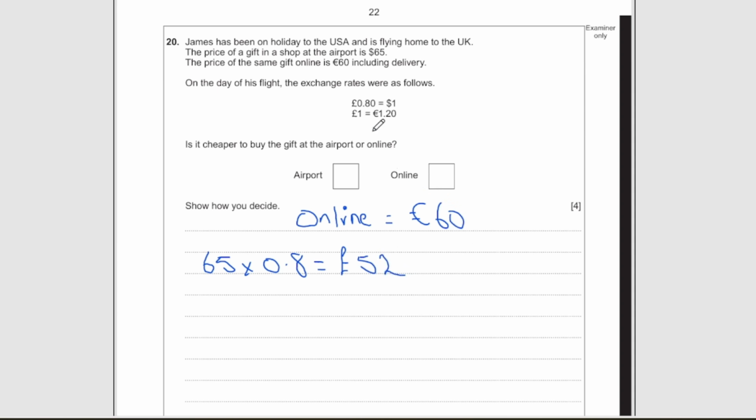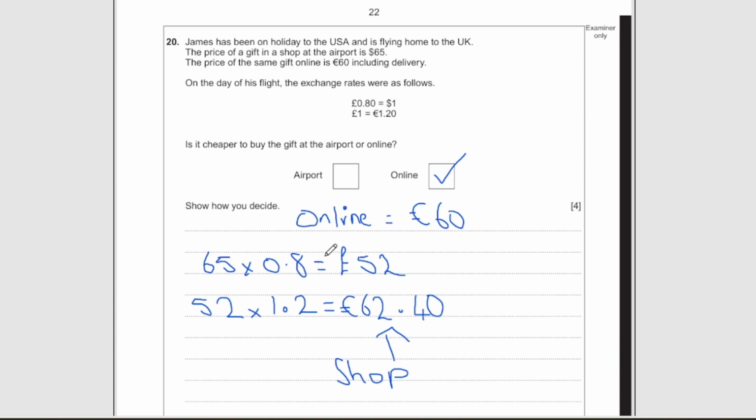And then from the £52, we times by 1.2 to turn it into euros. 52 times 1.2 gives us 62.40 euros. 62 euros 40 cents, and that is from the gift shop. I'll just write shop actually. So in the shop, 62.40. Online is €60. That means it's cheaper online.